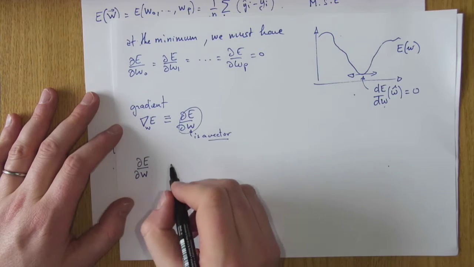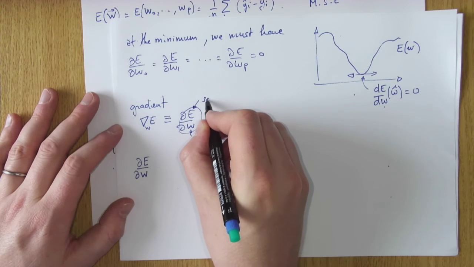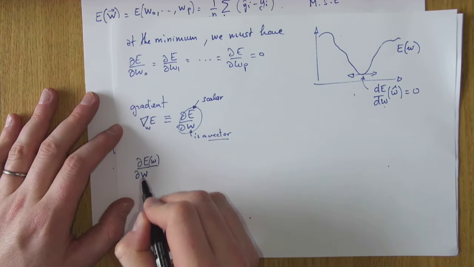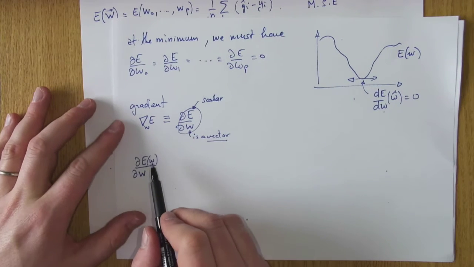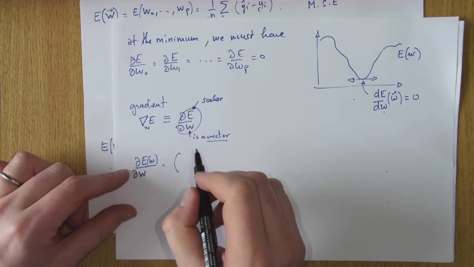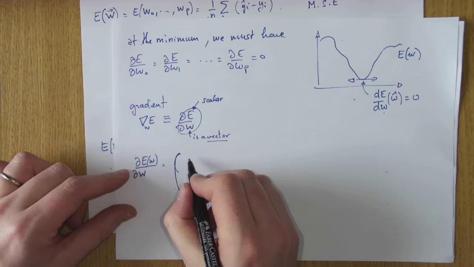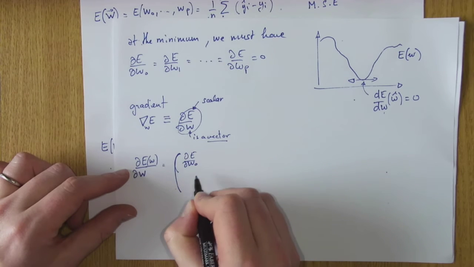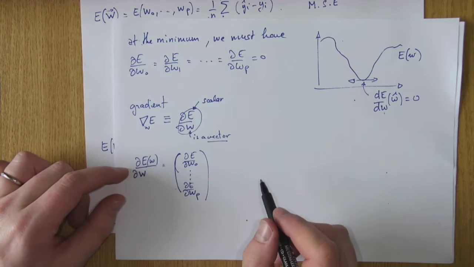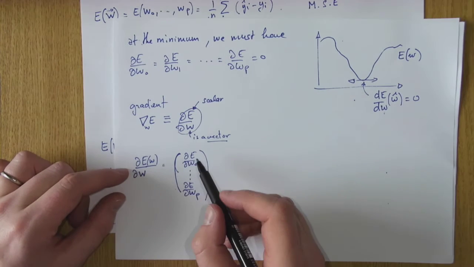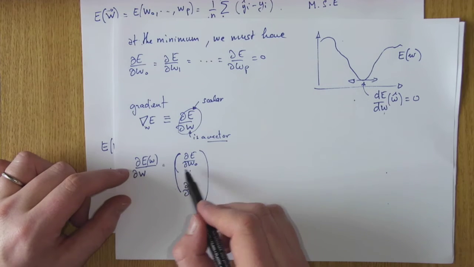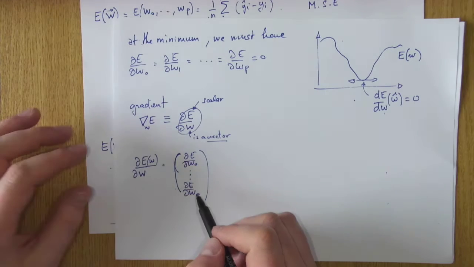Remember, E is a scalar. It's a function of W, and the function returns a scalar. We've taken the gradient of that, and all it is here is the vector of all of its partial derivative components. You just take the partial derivative for each of the weights, and stack that into a vector.